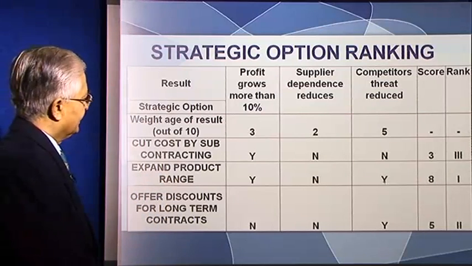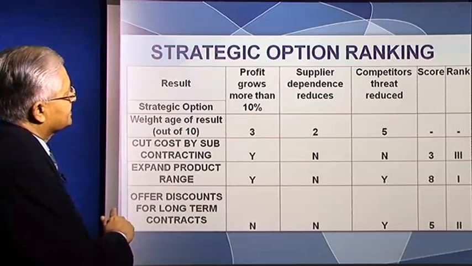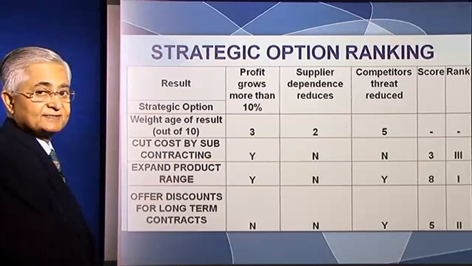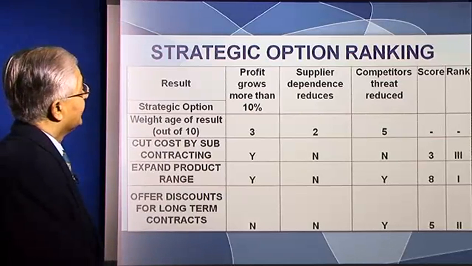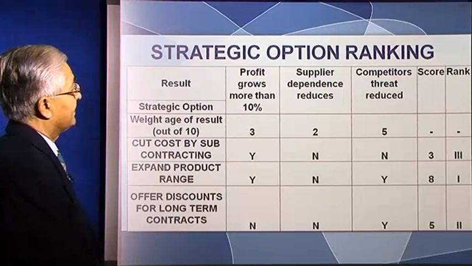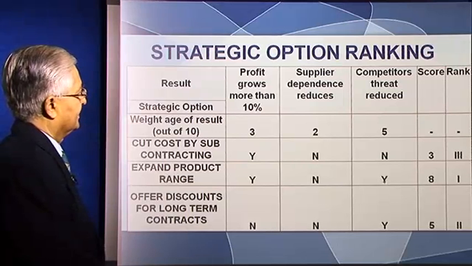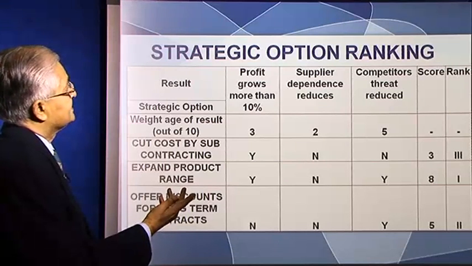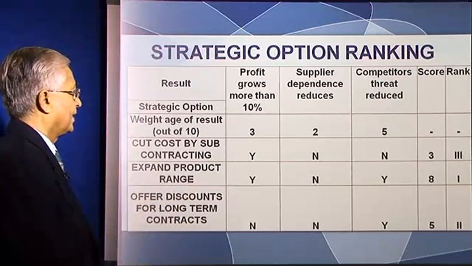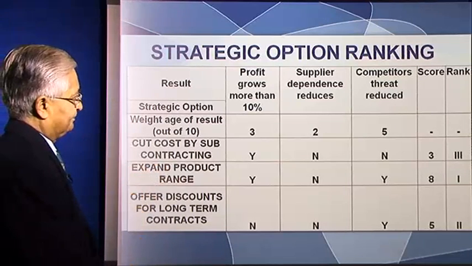Now let's look at each strategic option and see what it does to a particular result area. Cut cost by subcontracting is the first strategic option. Will profit grow by more than 10%? Yes. Will it reduce supplier dependence? No. Will the competitive threat be reduced? No. So what score do we give it? 3, because only one key result area is met, the first one. So the score given is 3.